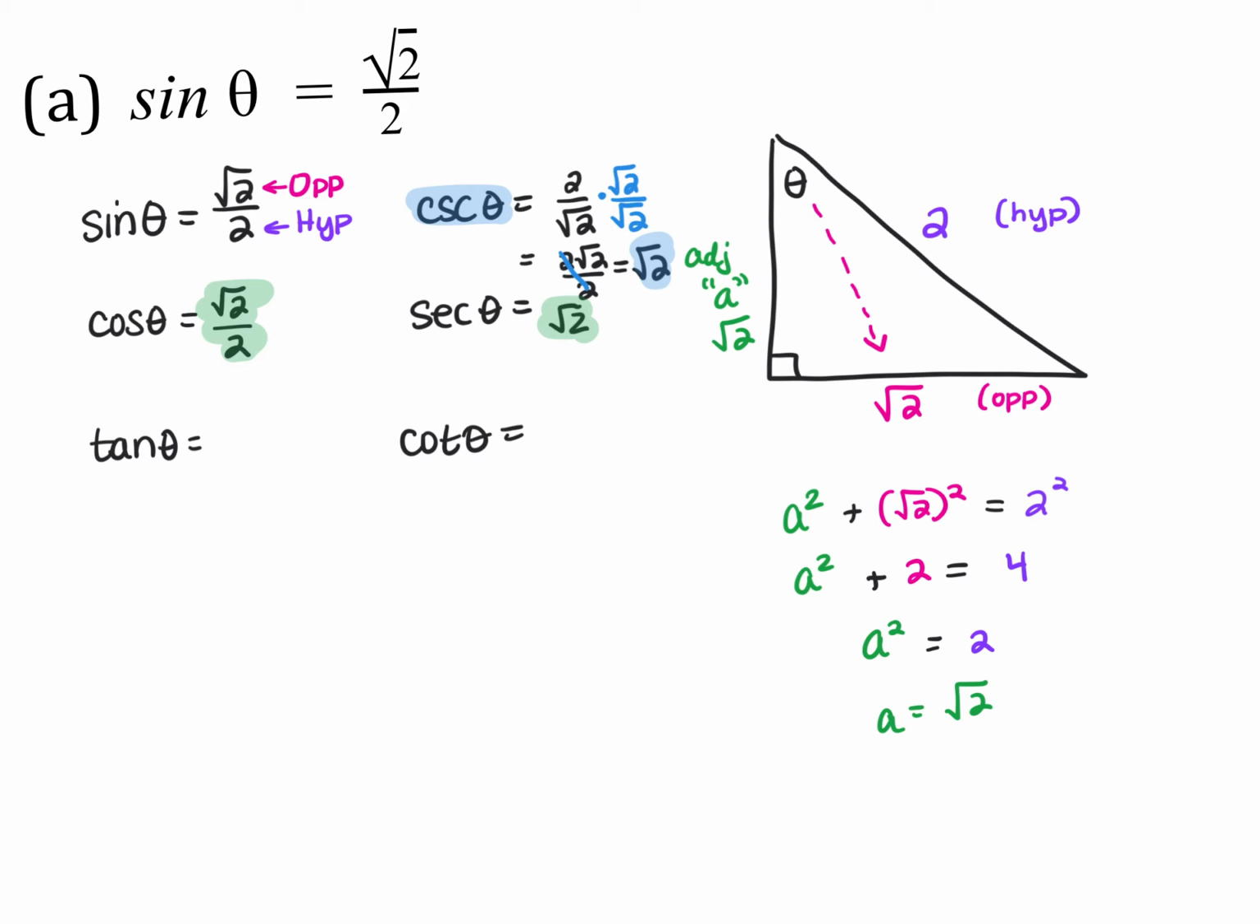Next, let's find the tangent. So tangent is your opposite side, which is radical 2, over your adjacent side, which is also radical 2. And anything divided by itself is just going to be 1. Now, what's interesting about this is that if you find cotangent, you can either do the adjacent side over the opposite side, or you can do the reciprocal of tangent. And I could do the reciprocal of tangent here or here. No matter how I do it, I'm still going to end up with just 1. So I've got all 6 of my trig ratios.